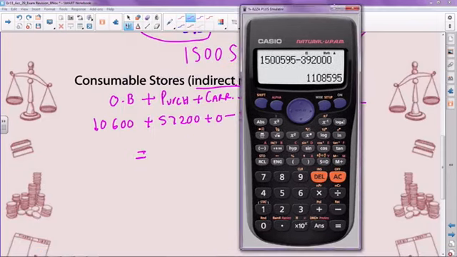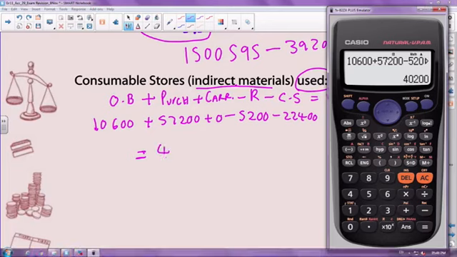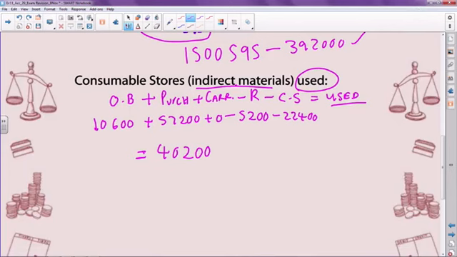Okay, so let's move that. Right, so my opening stock, 10,600, plus what I bought, 57,200, minus what I've returned, 5,200, and then finally minus my closing balance or what I did not use, so minus 22,400, and that will give me the value of consumable stores that the business did use, 40,200. Okay. Right, let's move on.